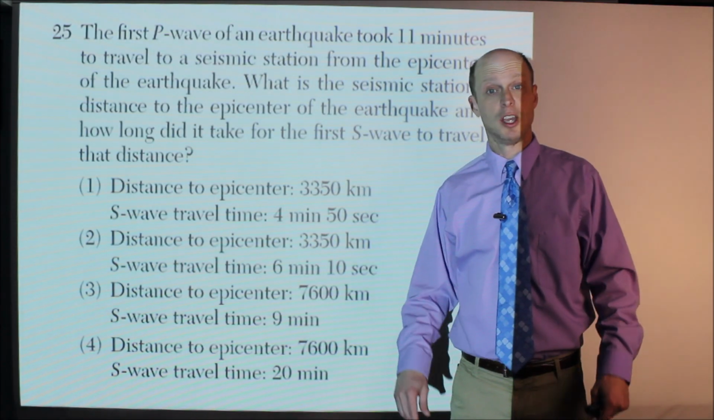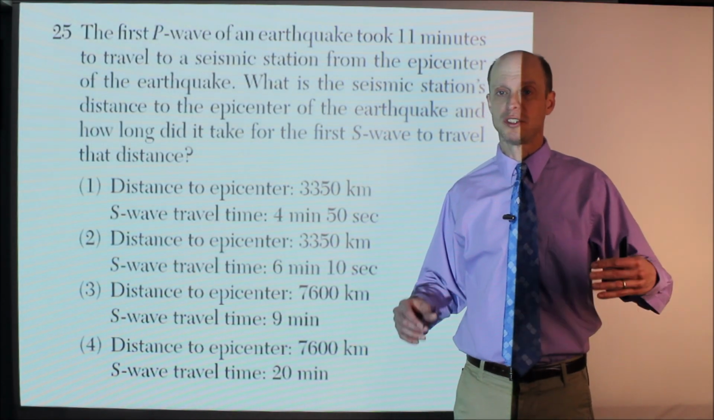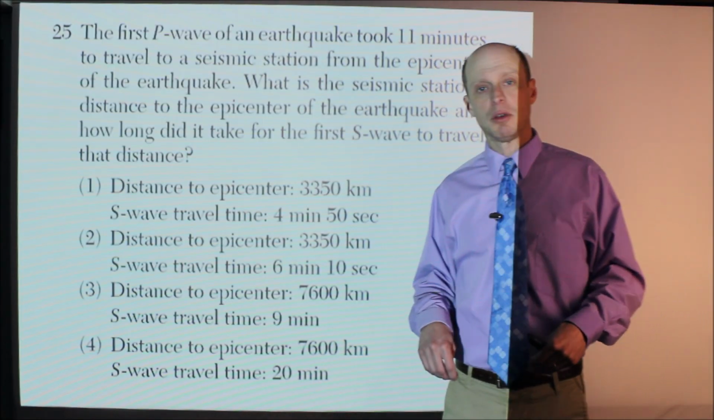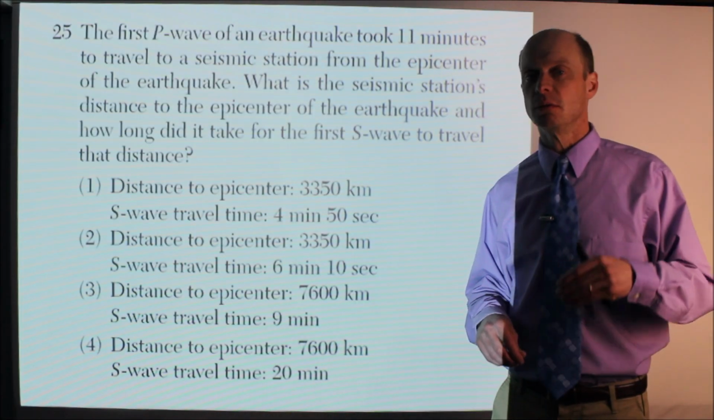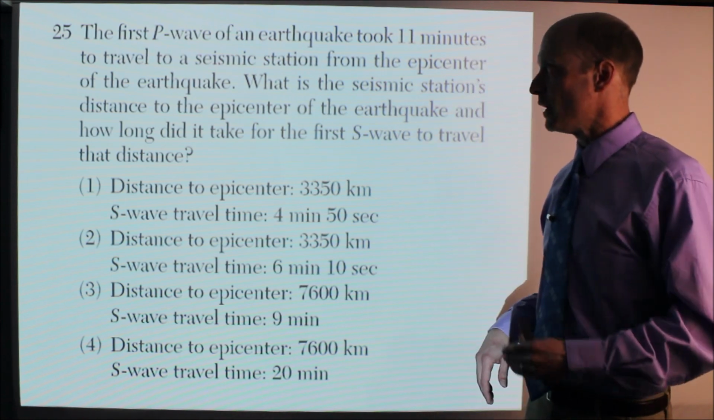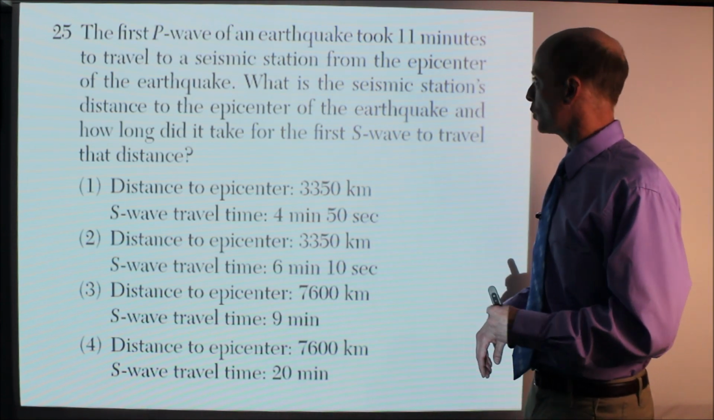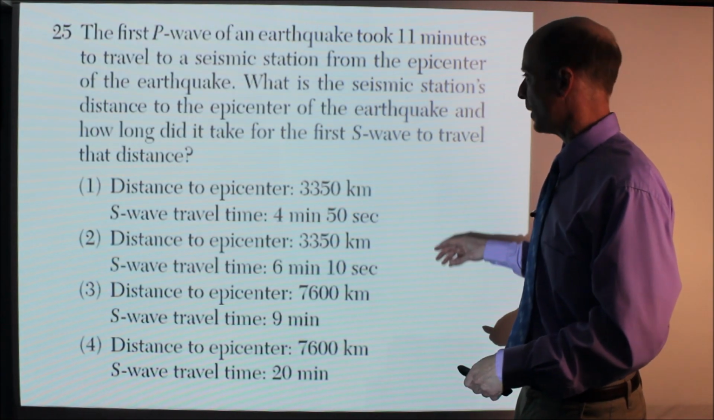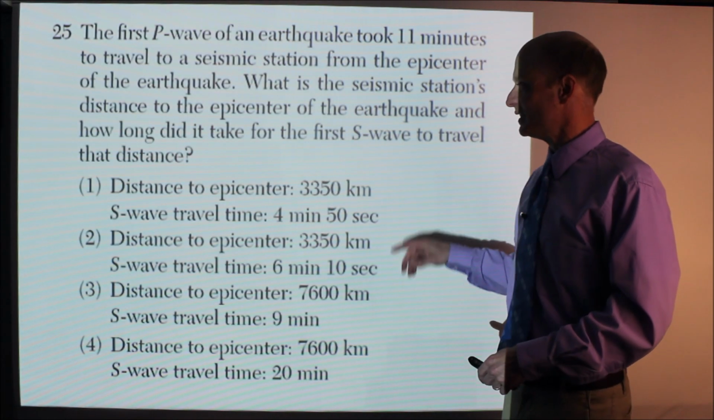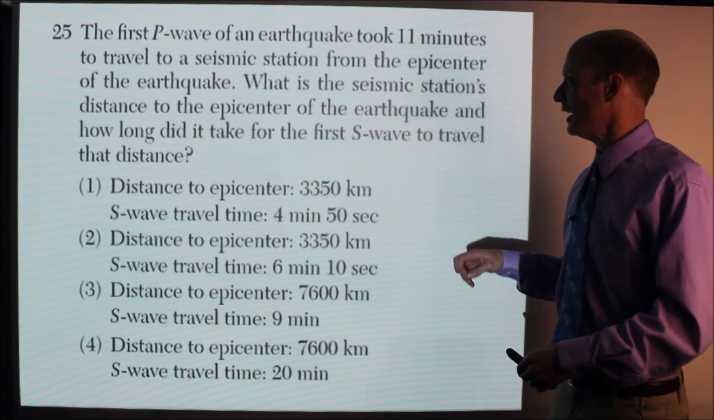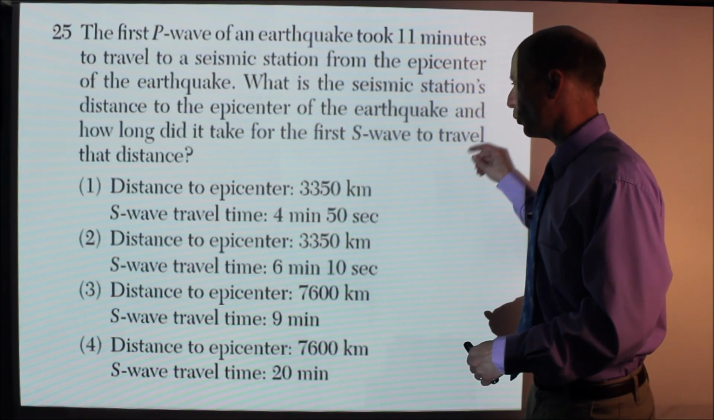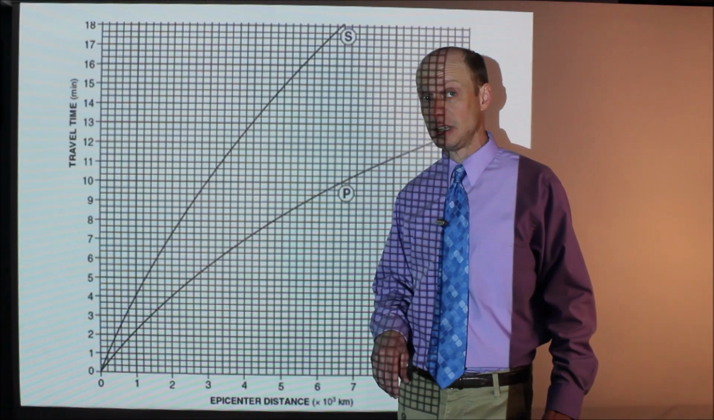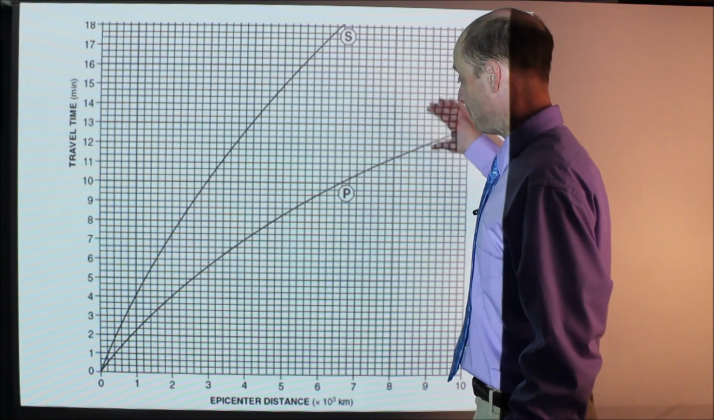Number 25. You may look at this and go, ugh, all of the words and a bunch of numbers. I get it, but just take your time, go through it slowly, read it once or twice if you need to, okay? This is how it goes. 25, the first P wave of an earthquake took 11 minutes to travel to a seismic station from the epicenter of the earthquake. What is the seismic station's distance to the epicenter of the earthquake, and how long did it take for the first S wave to travel that distance?